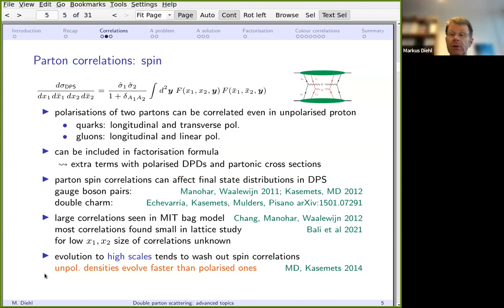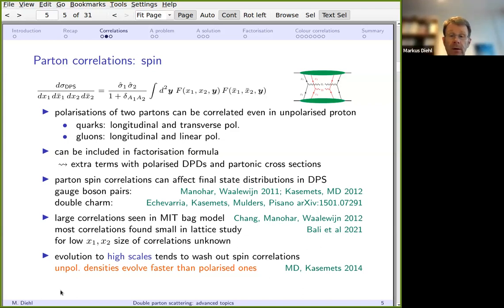Unpolarized densities, especially the unpolarized gluon distributions, shoot up. They increase very strongly if you increase the scale. That's one of the starting points of small x phenomena. But if you look at the longitudinal gluon polarization, the polarized gluon distribution doesn't shoot up so much. It's very lazy in its evolution.